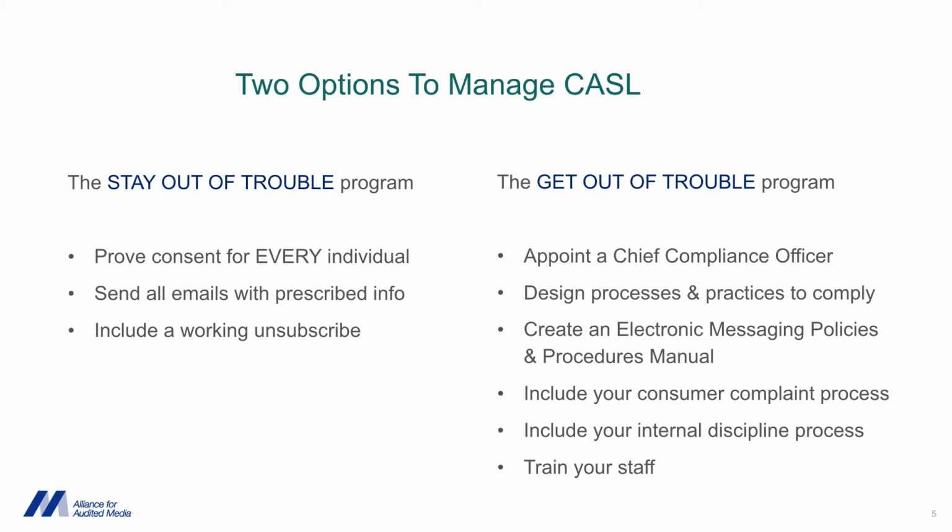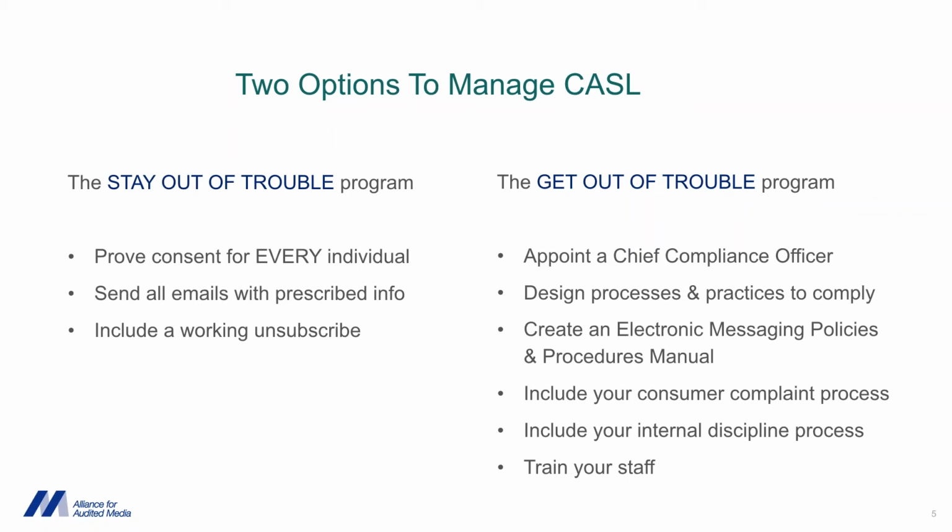Then on the other side, we have a get out of trouble program. So the CRTC has defined what a compliance program looks like, and it covers these points fundamentally. You appoint a chief compliance officer. You must design processes and practices to comply with the law. You must create an electronic messaging policies and procedures manual. Again, no manual, no compliance program. Include your consumer complaint process, include your internal discipline process, and train your staff.